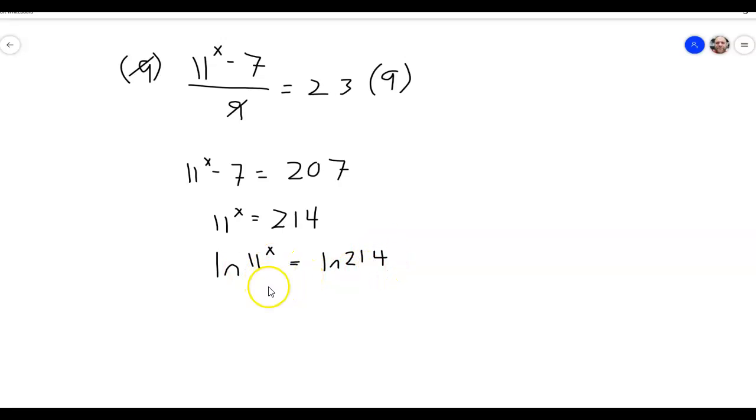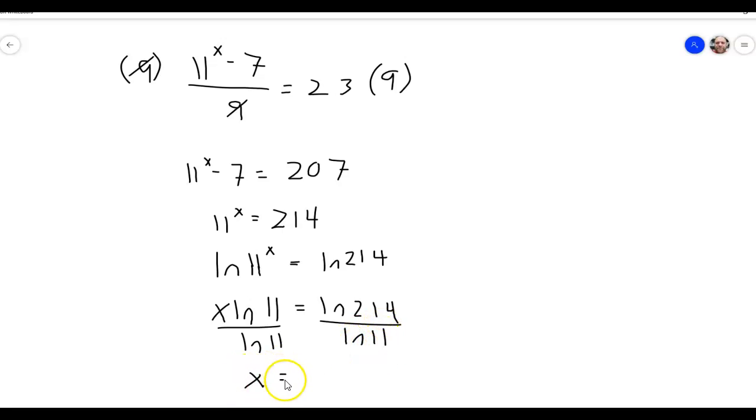It won't change them. And the reason I do that is because we have a rule with natural logs that says if we have a log with a base to an exponent, we can take the exponent and move it out to the front as a product. So that's what I'm going to do. I'm going to move that x out to the front. So that's x natural log of 11 is equal to the natural log of 214. And then finally, to get the x by itself, I'm going to divide both sides by natural log of 11. And x is equal to this right here.